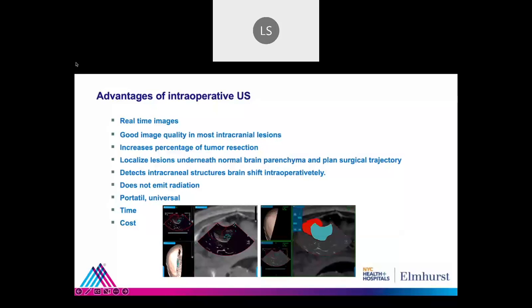Actually, in this case, this is already the screen of the navigation with the ultrasound integrated with the pre-op MRI, and you can see how, with the MRI, there has been a brain shift. The tumor that was depicted here with the intraop navigation using the pre-op MRI is now in here. So you can detect the brain shift with the ultrasound.